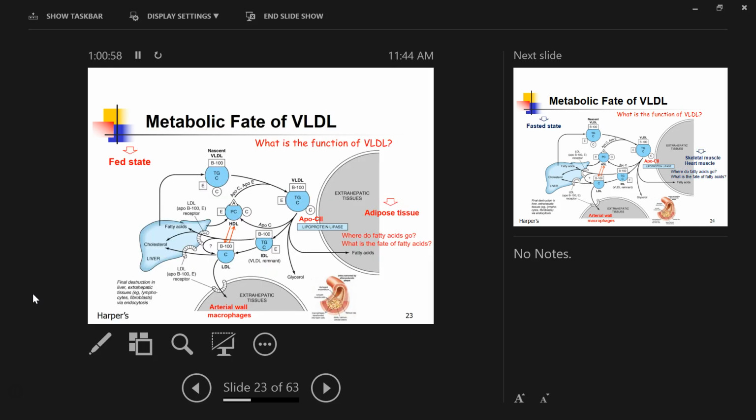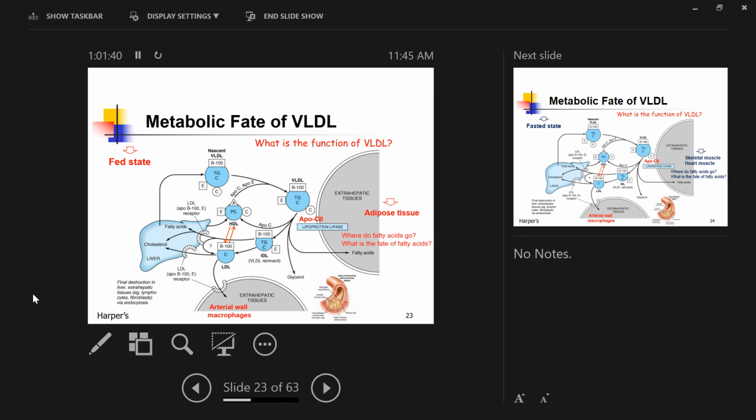Okay, now let's talk about metabolism of VLDL, how VLDL transports triglyceride from the liver to the peripheral tissue. I'm going to divide it into two slides to describe this, because it depends on the nutritional status. Under the fed or fasting condition, the destination of VLDL can be different. I mentioned a little bit, but I wanted to talk about it in more detail.